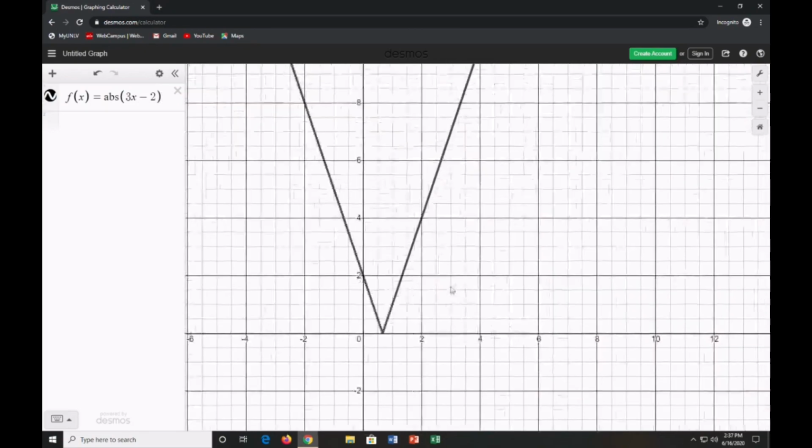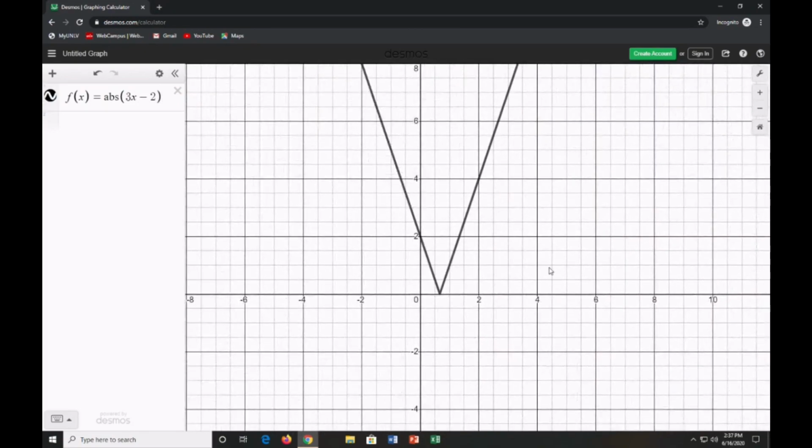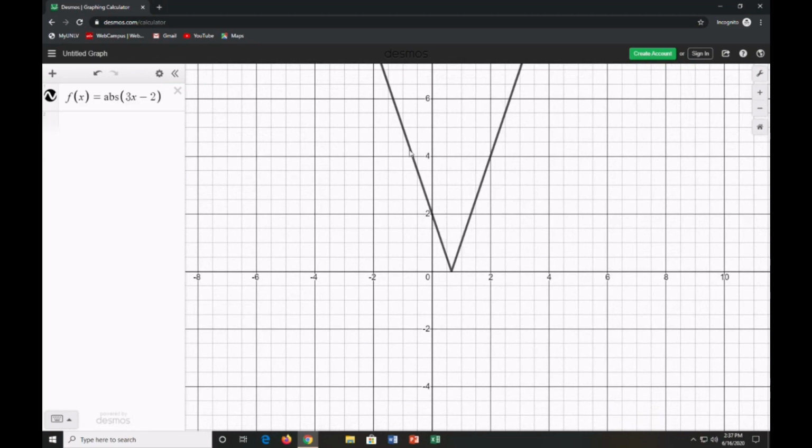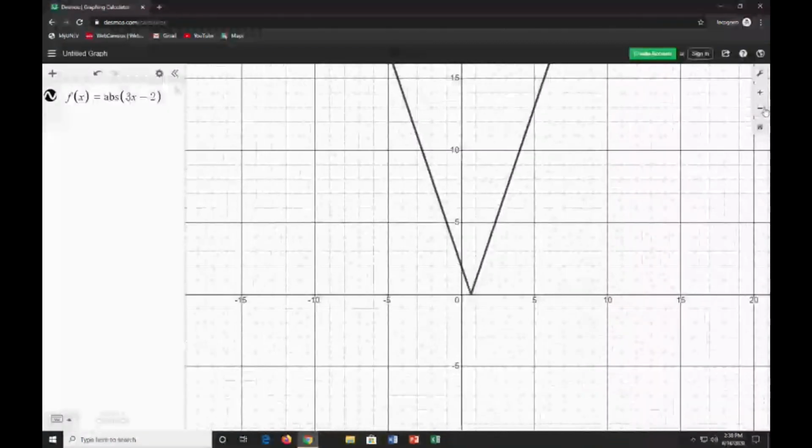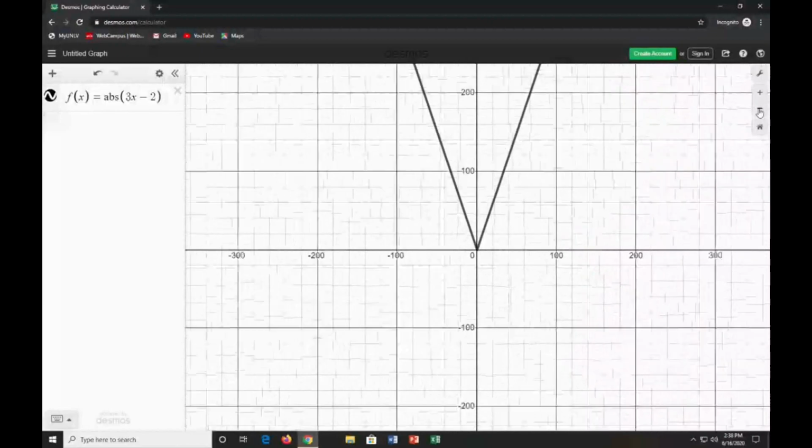See, that's the graph. And clearly, look at the behavior of this line or graph with respect to the x-axis. There is no restriction. All x values are possible. And the line, if I zoom out, let me zoom out, see the line continues forever.